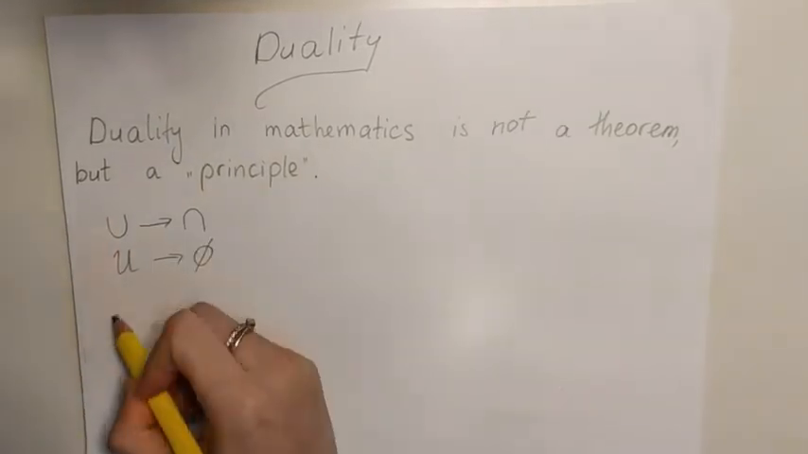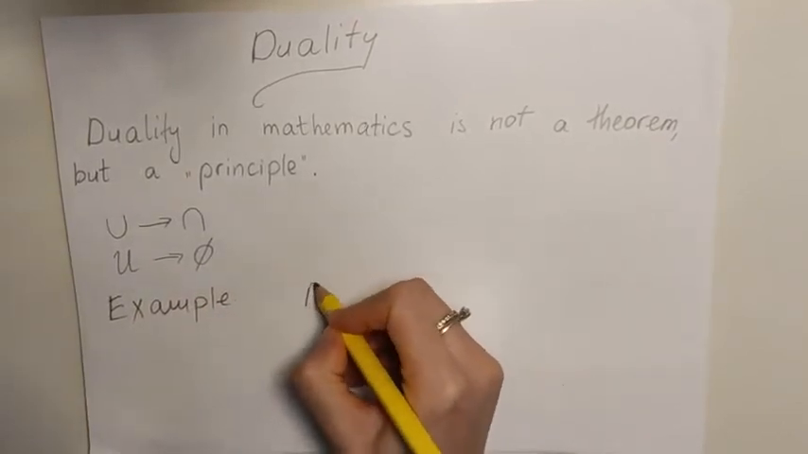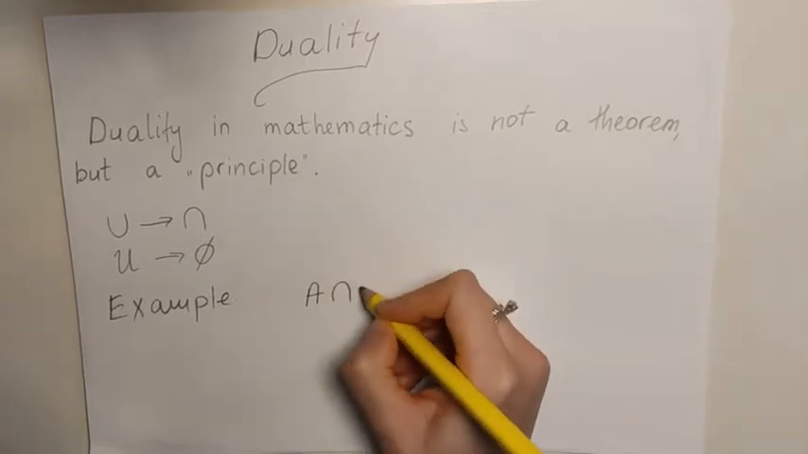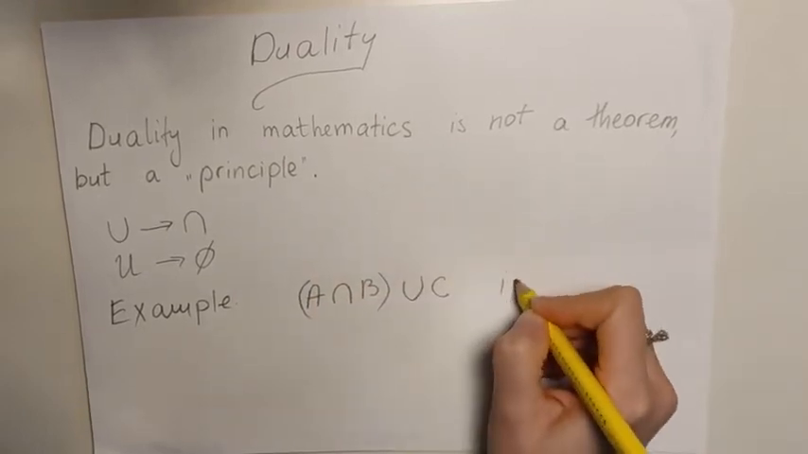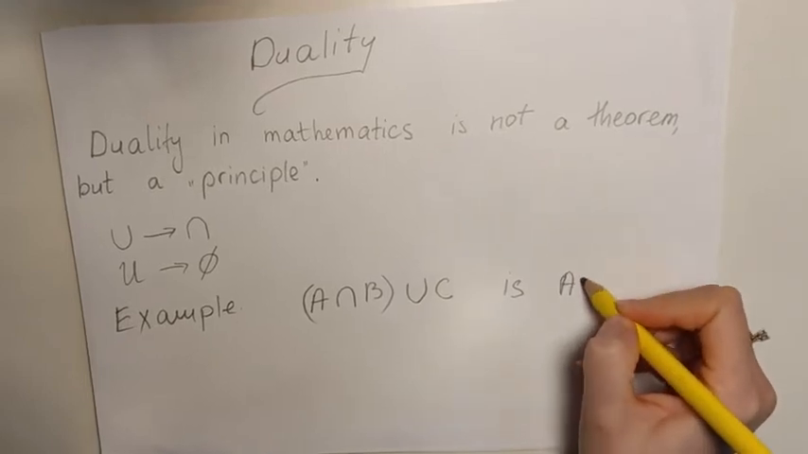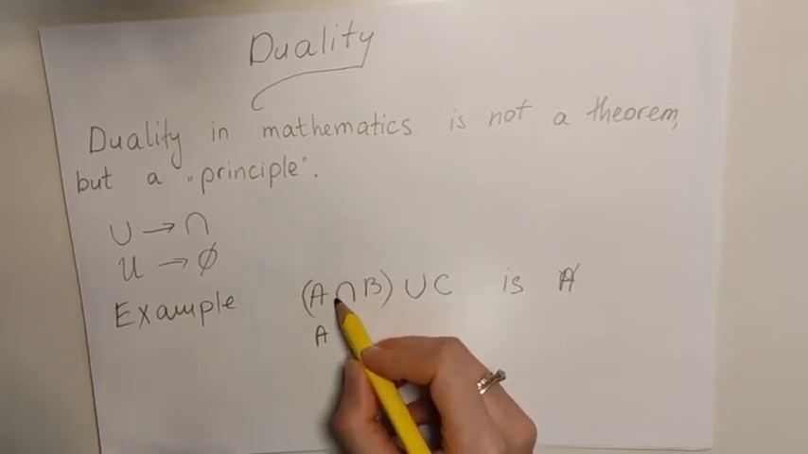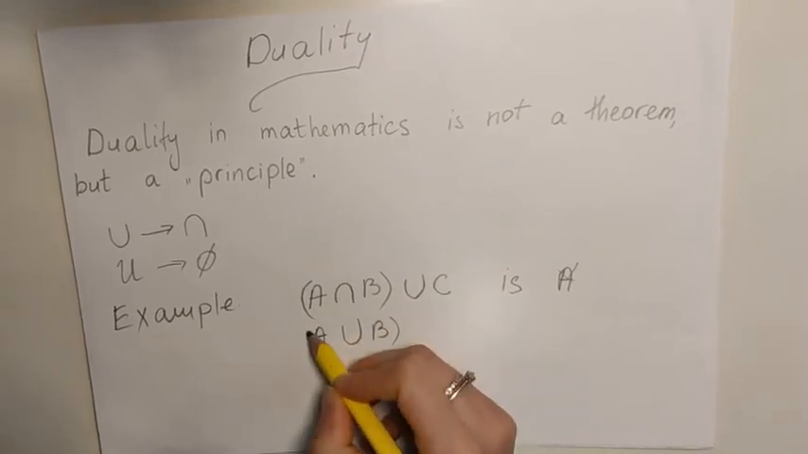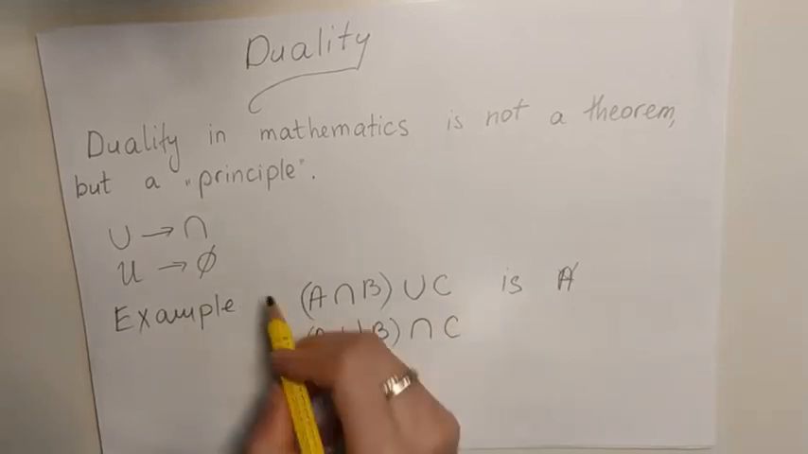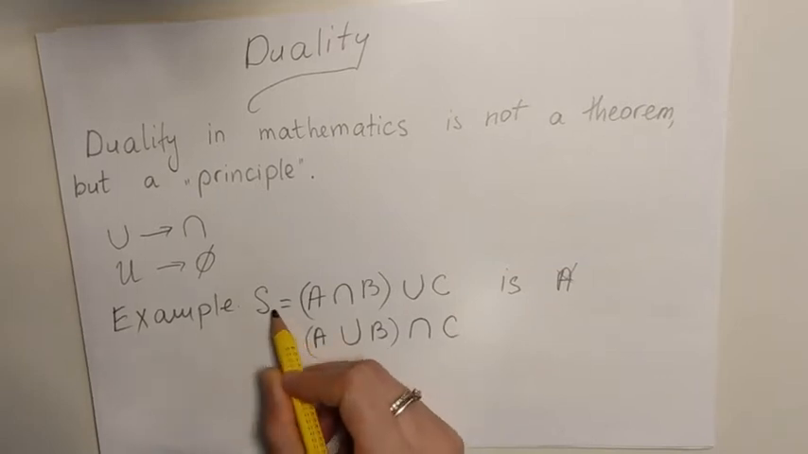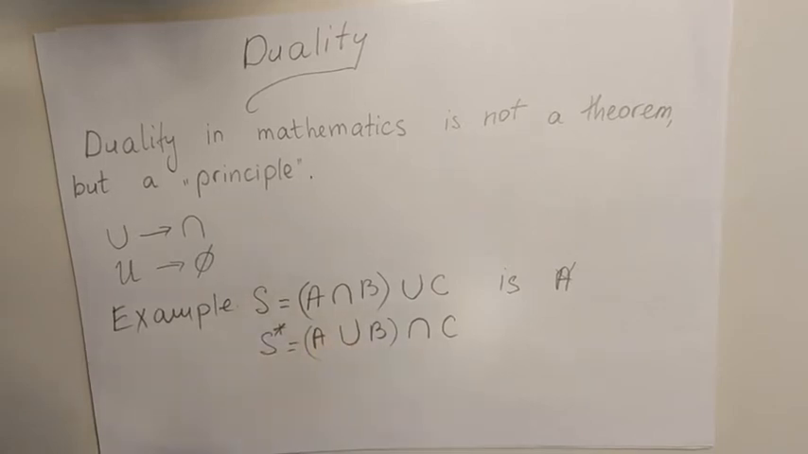So let's see an example. The dual of A intersection B union C is A, let me write it here, is A. We interchange intersection into union with B, and interchange union into intersection with C. So if we denote the set by S, the dual of the set is equal to S star.